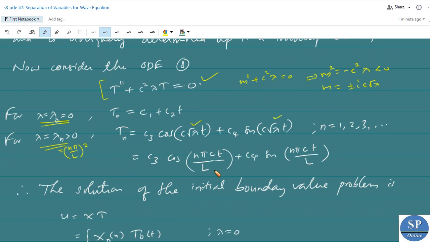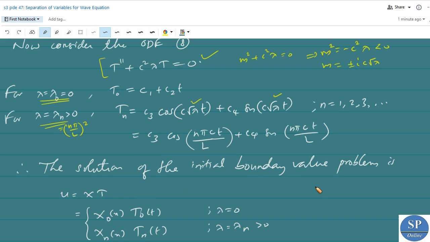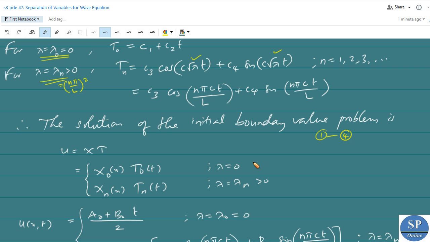So the solution of the initial boundary value problem, our first problem is 1 to 4, right? The solution of this initial boundary value problem is u equal to X into T. So we are splitting the solution as when lambda equals 0 and when lambda greater than 0. You already obtained that when lambda is less than 0, no solution. That is, the solution is trivial, so no eigenvalue, eigenfunction. So the solution u of xt is equal to, when lambda equals 0, we have X naught into T naught, and when lambda equals lambda n, we have Xn Tn.